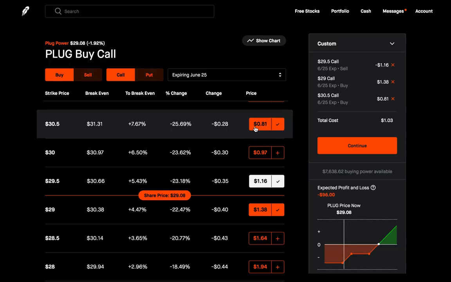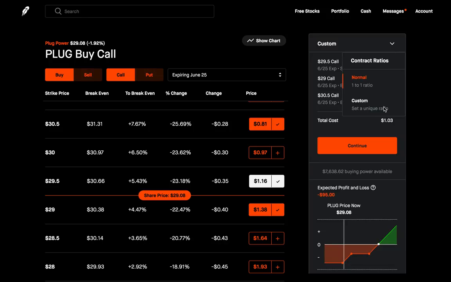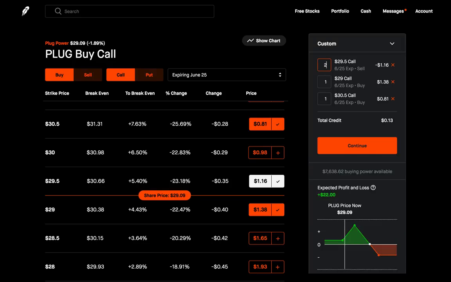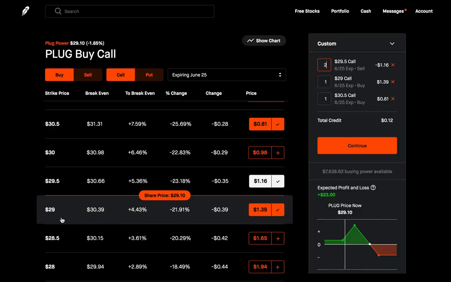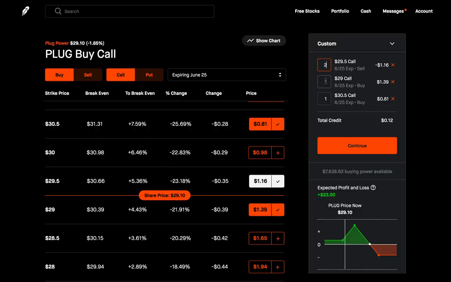Now, we need to change the amount of contracts we want here. To do that, we click on this drop down, we go to custom, and what we want to do is for the calls that we're selling, we actually want 3 of these. And for the lowest strike call that we bought, which is down here, we want to buy 2 of these. So this is what it's going to look like.